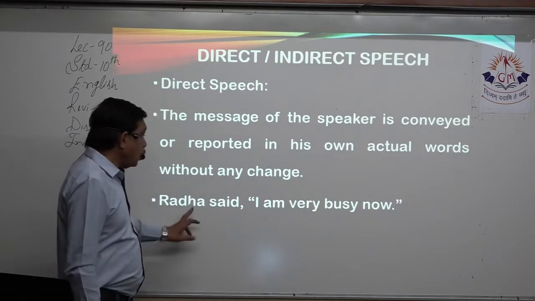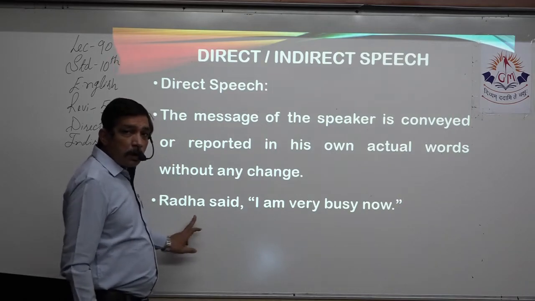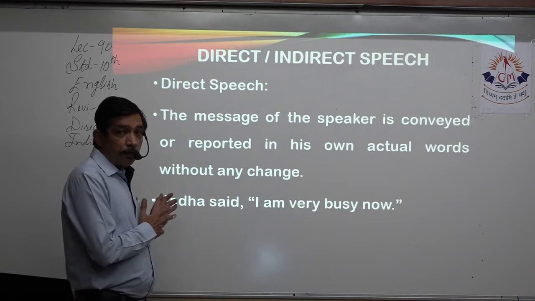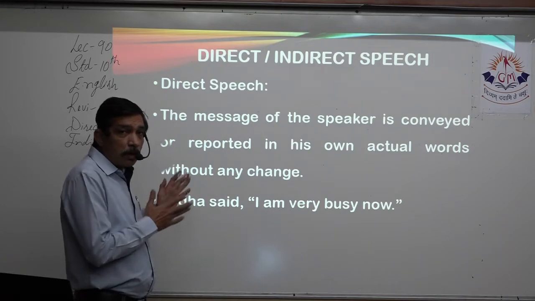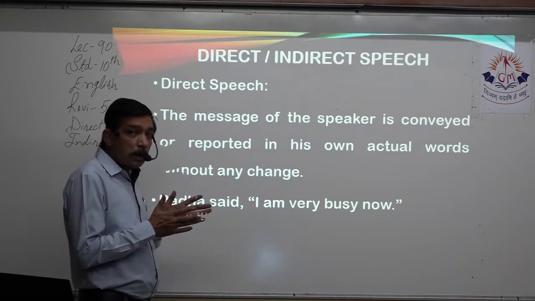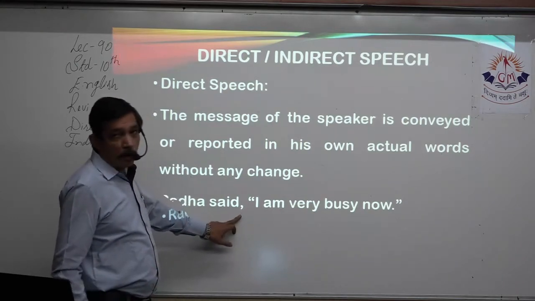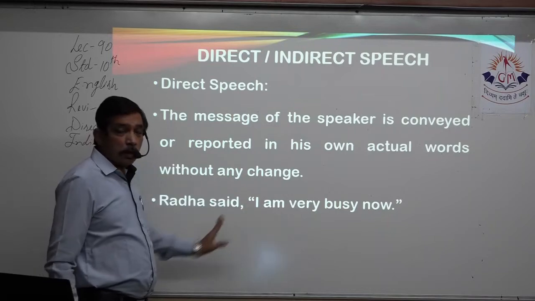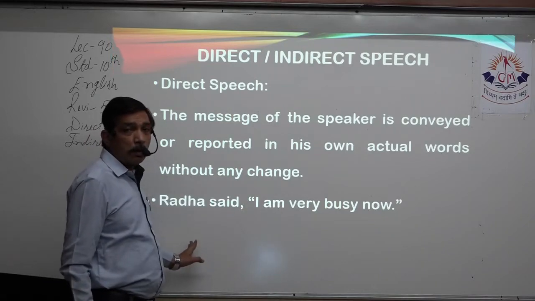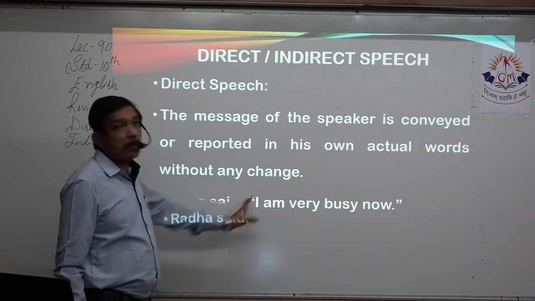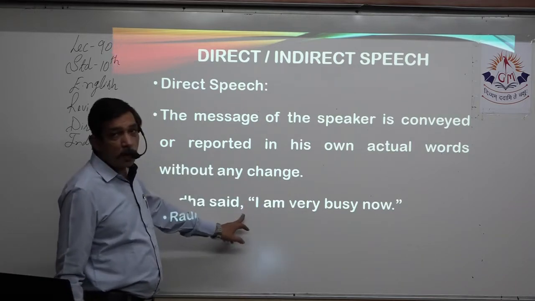Radha said, "I am very busy now." Now we can see, who is the speaker? Radha. What did he say? In which tense? Because whatever was said was repeated in its original form. That is why he said. Then we put a comma and the dialogue. The comma separates the speaker, the tense of that, and whatever is said. That is why that comma is there.